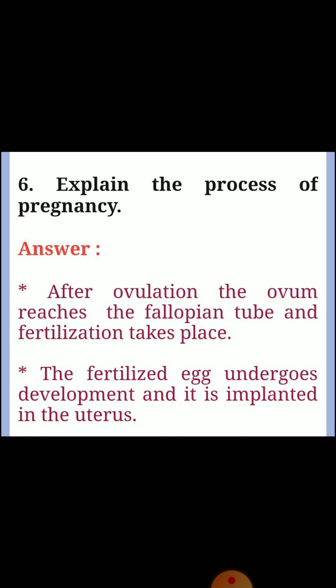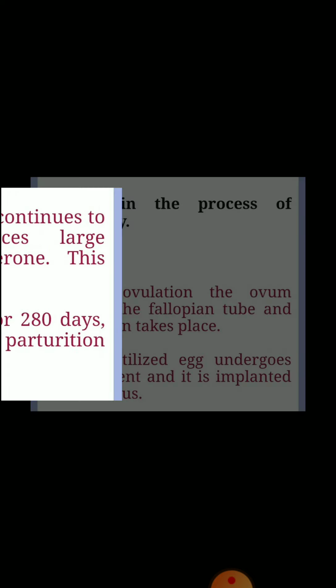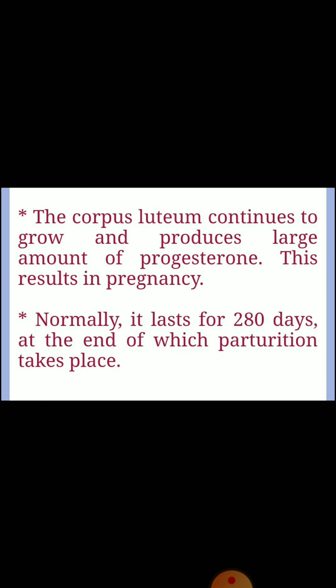Sixth one, explain the process of pregnancy. Answer, after ovulation, the ovum reaches the fallopian tube and fertilization takes place. The fertilized egg undergoes development and it is implanted in the uterus. The corpus luteum continues to grow and produces large amount of progesterone. This results in pregnancy. Normally, it lasts for 280 days, at the end of which parturition takes place.